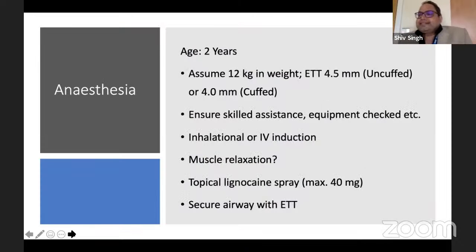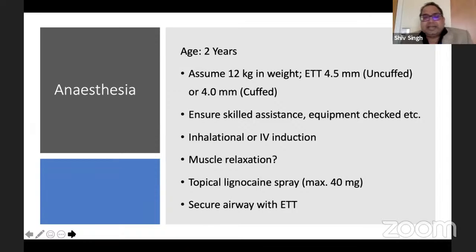So like I said, this is a 2-year-old child, and so we assume that the weight of the child is 12 kgs and the endotracheal tube size will be 4.5 uncuffed, 4 millimeters cuffed. We need to ensure that we have skilled assistance and all the equipment is checked.